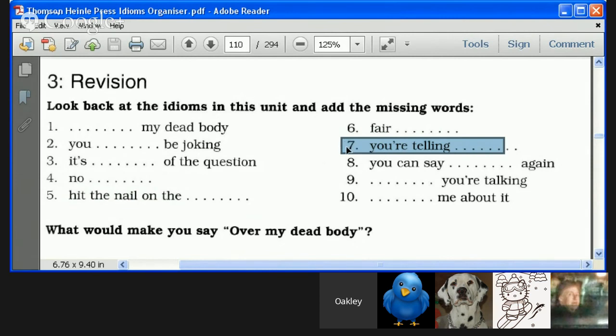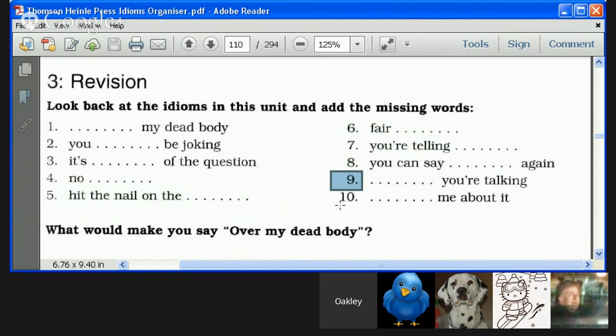"You are telling me." You're telling me. Okay. Yep. That's it. Heidi, number 8. "You can say that again." We really stress that when we say this. You can say that again to draw attention to what you just said. So it has a pretty explicit intonation. You can say that again.